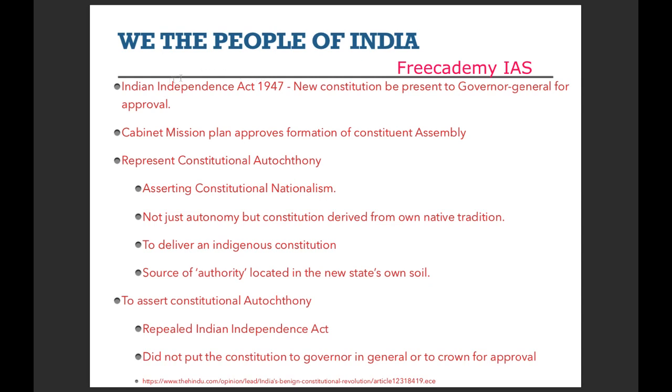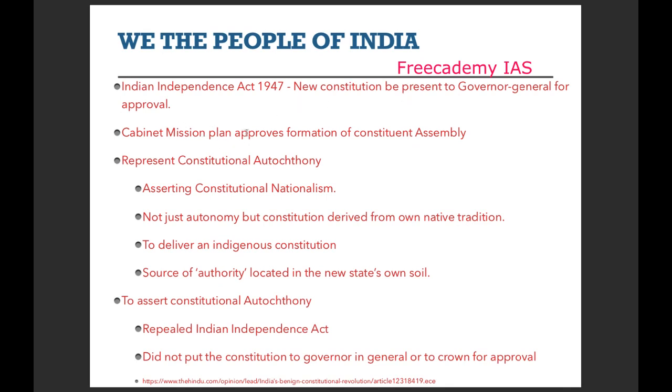So if we see, the Indian Independence Act was passed in 1947, which mentioned that the new constitution was to be prepared by the Constituent Assembly, and it mentioned that the new constitution needed to be presented in front of the Governor General for approval. If this had been done, if the new constitution had been presented in front of the Governor General for approval, it would not reflect the constitutional autochthony. It would be as if we are still under the influence of the British monarch.